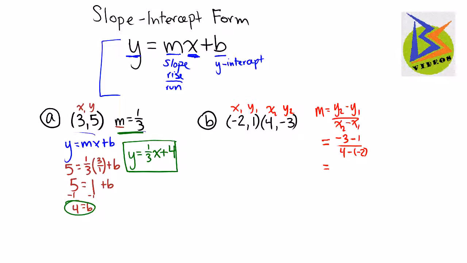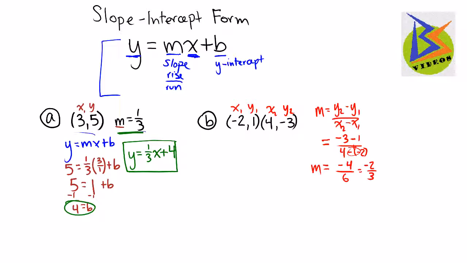Okay, so we take a look and we say -3 minus 1 is -4, and 4 minus a -2 is basically the same as saying 4 plus 2, which is 6. We reduce that down to -2 over 3. Don't lose that negative, it's important. Okay, so we have that m equals -2/3.